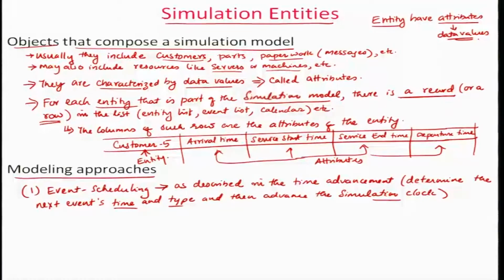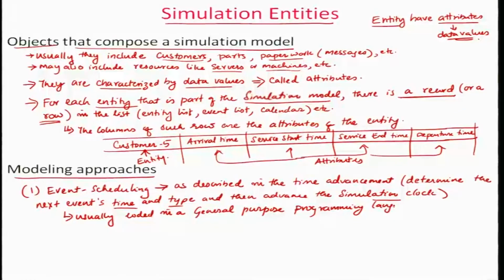And this is usually coded in a general purpose programming language. Many times you have a general purpose programming language that implements this concept of event scheduling. C, C++, Python, people use different programming languages to do that.